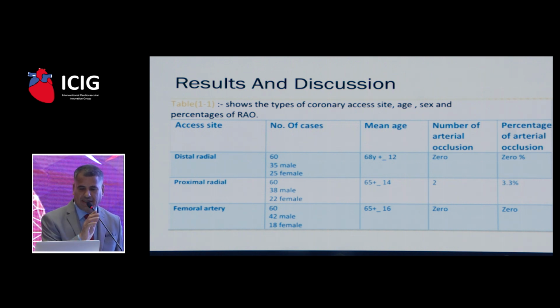For the distal radial, we have 3 arms in this study also. You know, we will never forget the femoral. It will add nothing, but it is really the real site for the interventional procedure. So the proximal was 2 cases, 3.3 percent from the 60, and the rate of femoral artery occlusion or thrombosis was also 0.